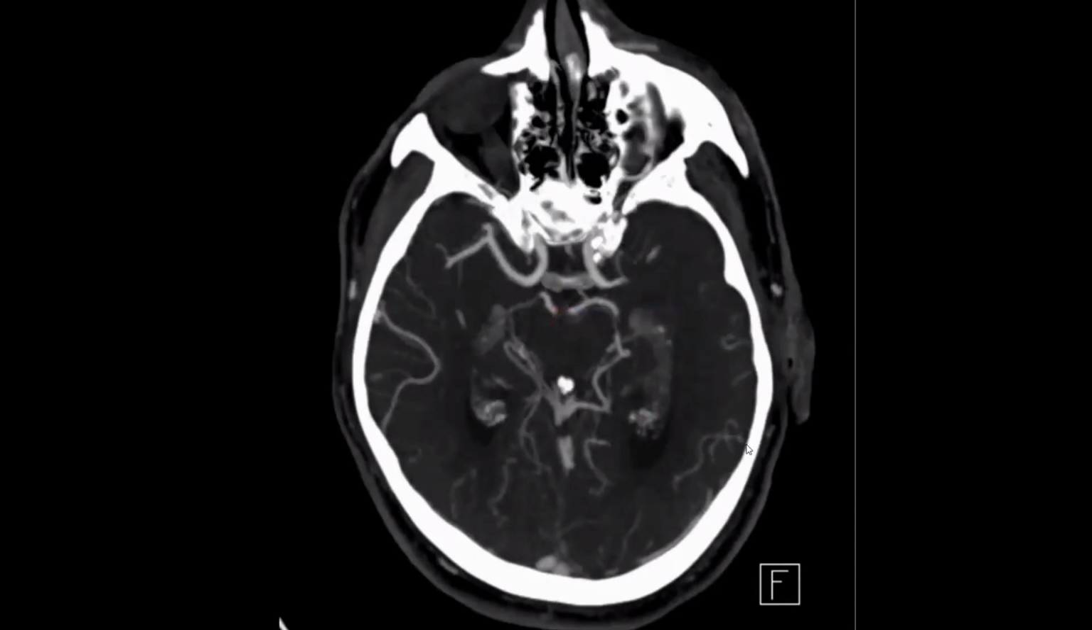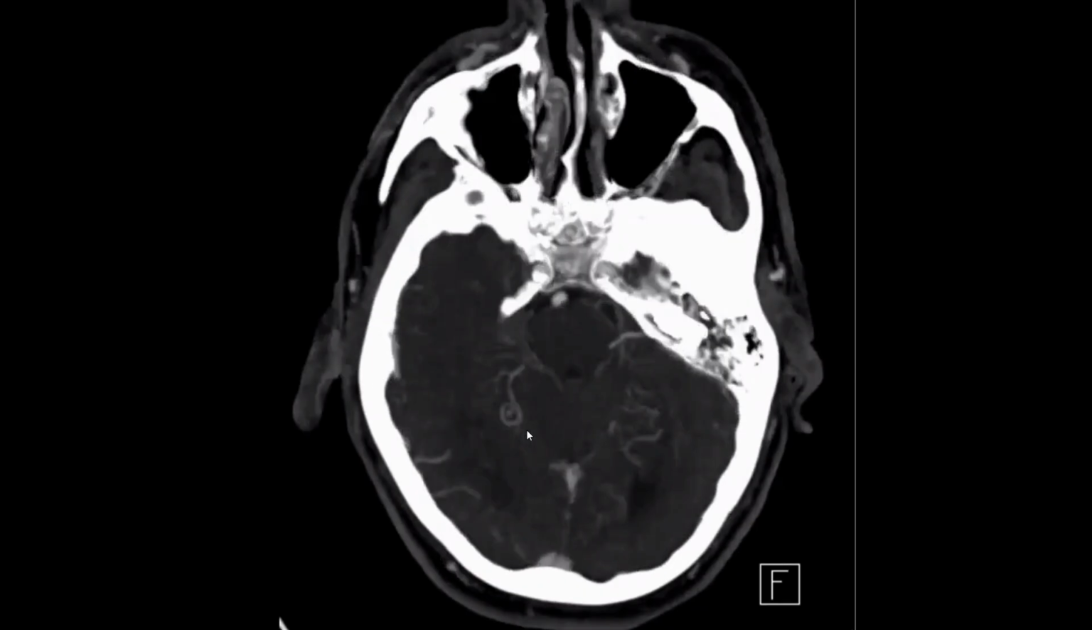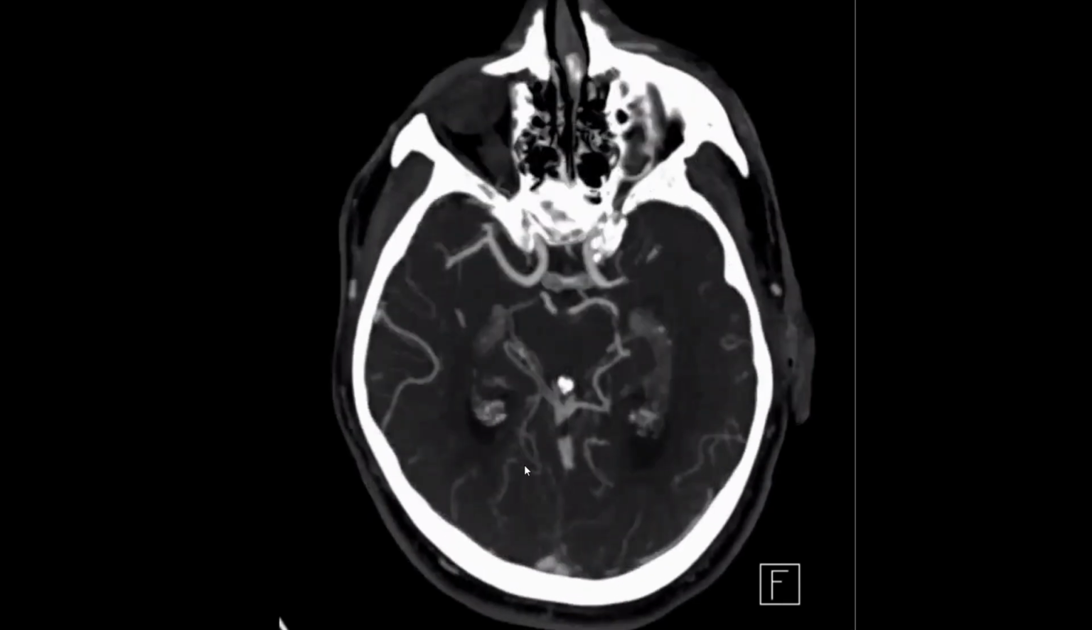occluded, and the posterior cerebral arteries on both sides are seen patent, supplied by the hypertrophied posterior communicating arteries. So the tip of the basilar artery is totally occluded. We have a hyperdense sign at the tip of the basilar artery, one of the most important emergency signs, because this is considered a life-threatening condition. So acute occlusion of the tip of the basilar artery.